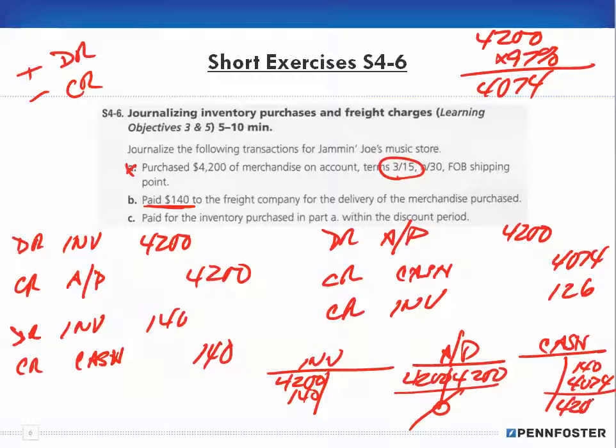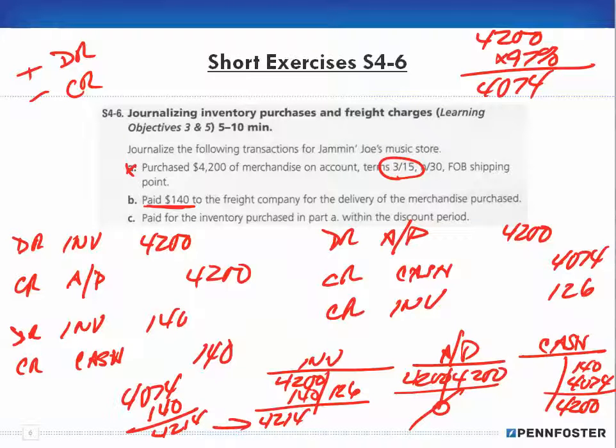So that ends up being the 4,200, right, which is what my original inventory was for, all right? And I'm also crediting my inventory for the 126, right, which now makes my inventory 4,200 plus 140 minus 126 gives me 4,214, which is correct, okay? Because if I take the 4,074 plus the 140, I get the same amount. Remember, the amount of the inventory after I took the discount ended up being 4,074, but I have to add in the 140 for the freight, so I end up with 4,214, which is what my inventory value should be.